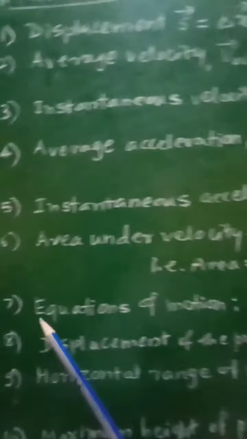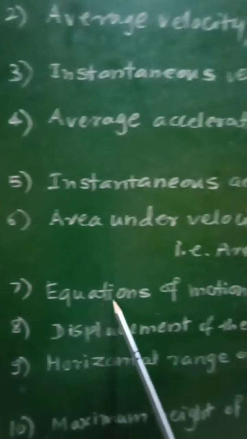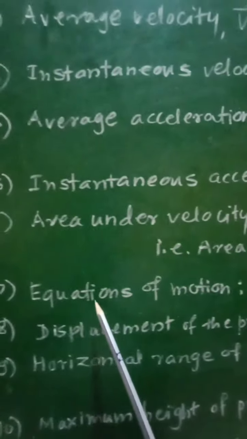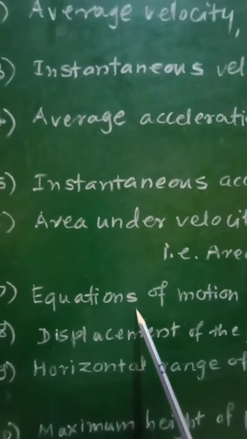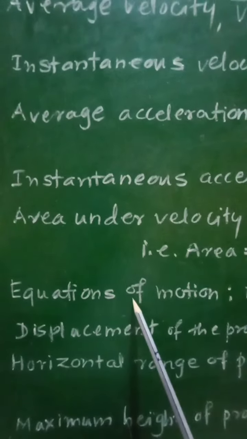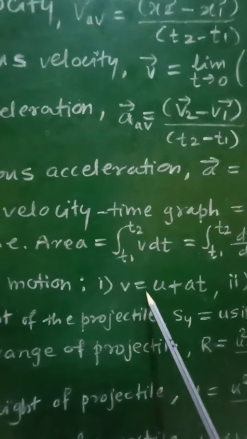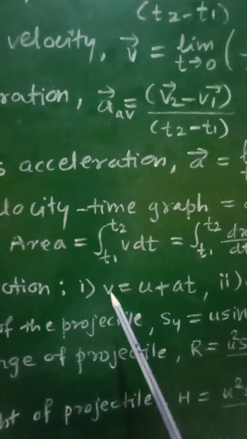Then seventh formula gives equations of motion, which are also called as kinematical equations. In all, there are three kinematical equations or equations of motion. First one is v is equal to u plus at.